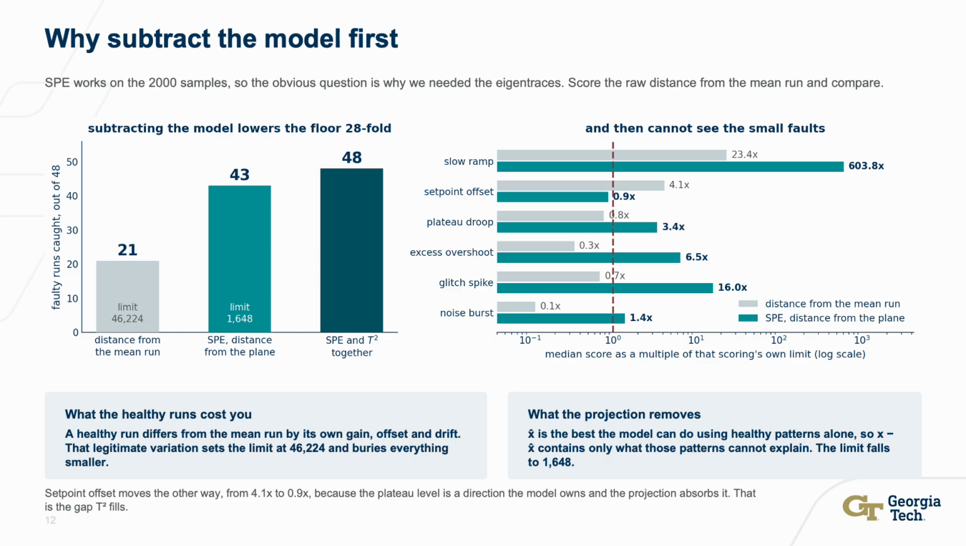The right panel shows it fault by fault. Glitch spike goes from 0.7 times the limit to 16. Access overshoot from 0.3 to 6.5. Noise bursts from 0.1 to 1.4.